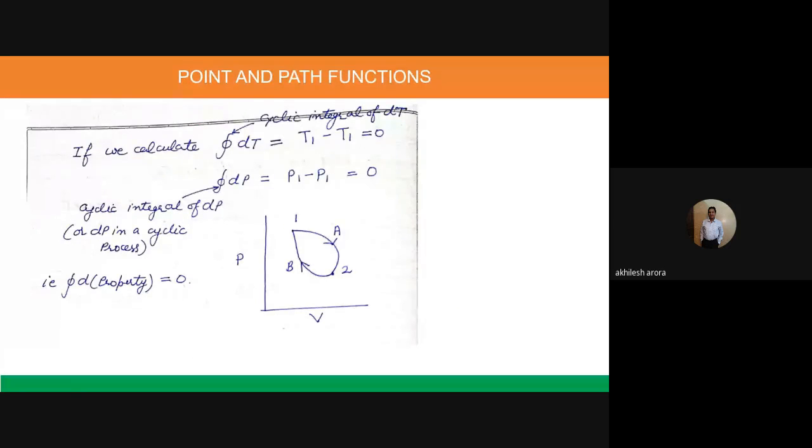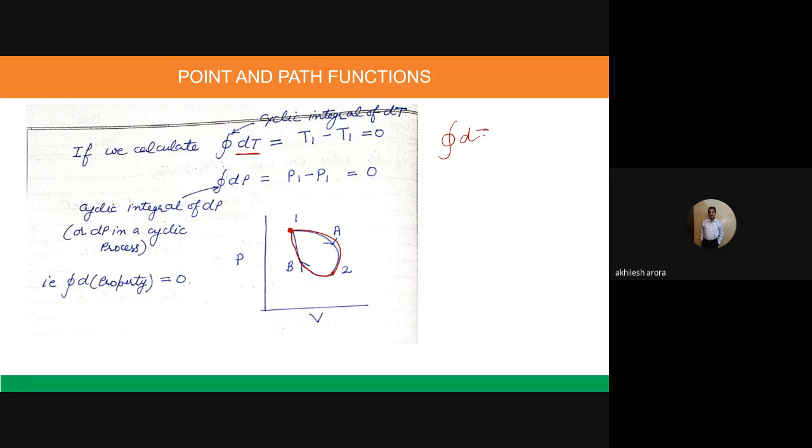And your time is likely to be over, so I will tell you one or few things. Now, if I calculate the cyclic integral of dT, cyclic means I start from point number 1, go via path A up to point 2, and then via path B come back to 1. What will be the change in the temperature during this cycle? That is represented here by the cyclic integral of dT.